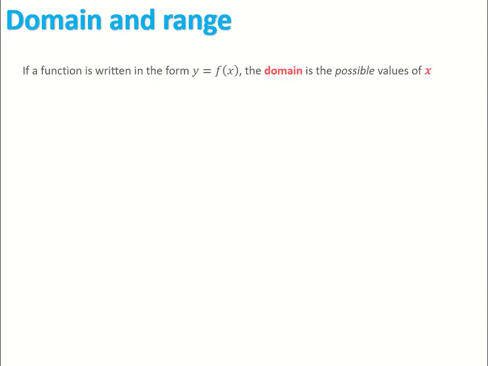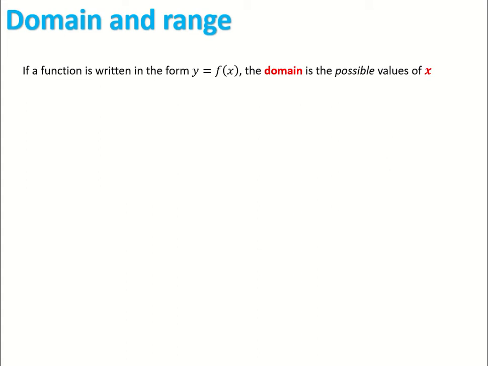So an important part of function notation and the way in which we write functions is what we call the domain and the range. They're both very similar, but you have to understand the difference between the two of them. If a function is written in the form y equals f of x, which it generally is, it will just be y equals x squared, y equals cos x, whatever it is. Y is a function in terms of x, and that's what we mean when we say that.